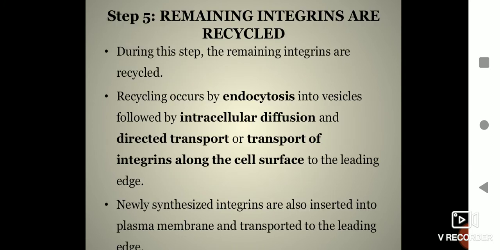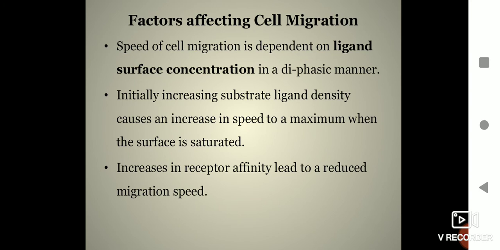And finally, whatever integrins were utilized here, they will be recycled through the process of endocytosis, and once they come inside, they will be recycled and expressed on the surface, and they are now ready to go and attach and help the cell to move forward in the next cycle. So this is how the cell migration is taking place.